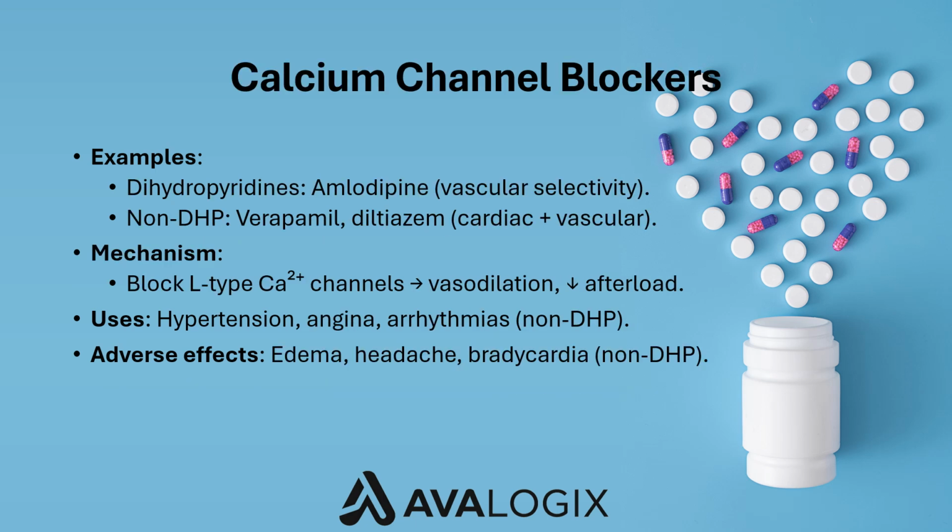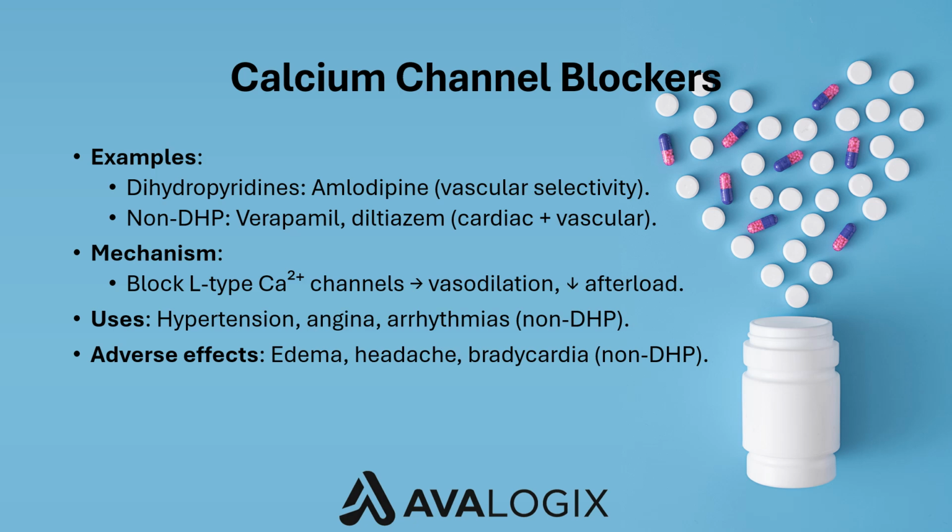Calcium channel blockers are divided into two major groups: dihydropyridines like amlodipine and nifedipine, and non-dihydropyridines, verapamil and diltiazem. Dihydropyridines act mainly on vascular smooth muscle, causing vasodilation and reducing peripheral resistance, which is why they're effective in lowering blood pressure. Non-dihydropyridines act on both the heart and vessels, slowing conduction through the AV node, reducing heart rate, and mildly lowering contractility. In hypertension, amlodipine is a favorite.